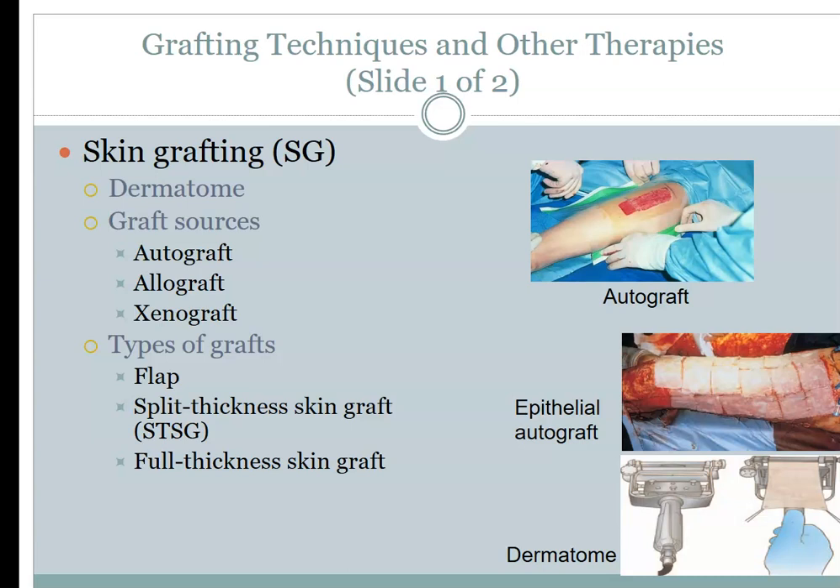They can be from an identical twin, which would be called an isograft. Another person is an allograft, or another species is a xenograft. Again, the patient himself or herself will be an autograft. A dermatome is an instrument to cut thin sheets of skin to be used for donor skin.